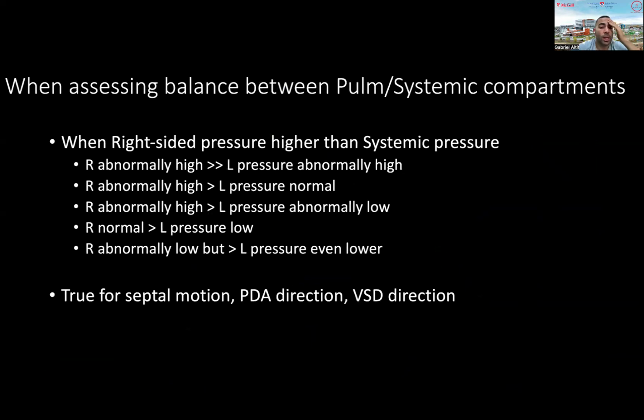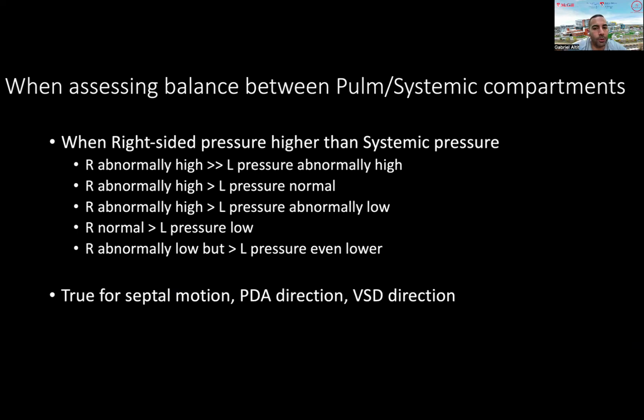And so just a reminder that when you get right-sided pressure higher than left-sided pressure, it could be because the right is abnormally high and more than the left, which is also abnormally high. It could be because the right is abnormally high, but more than the left, which has a normal pressure. It could be because the right is abnormally high, more than the left, which is abnormally low. So for example, like in sepsis or very low LV output. It could be that the right is normal, but the pressure in the system is very low. And it could be that both pressures are very low, but the right is higher than the left.